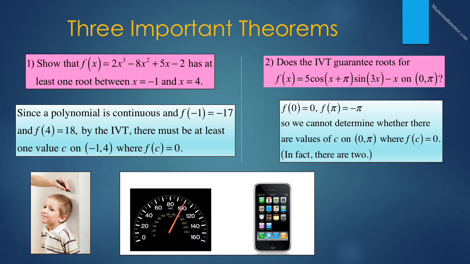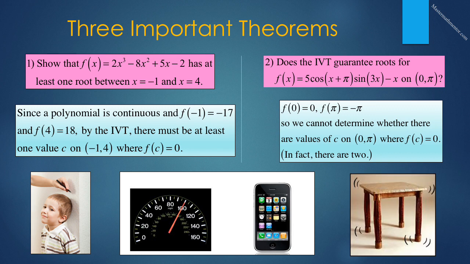But if a phone costs $599 when it first went onto the market and now is selling at $399, it does not necessarily have to have cost $450 at some point between those two times. The reason is that price is not a continuous function, and therefore the intermediate value theorem does not hold.